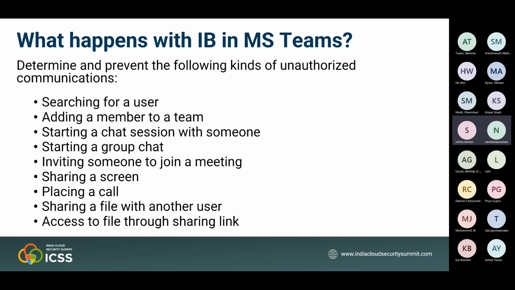a member to a team, starting a chat session with someone, starting a group chat, inviting someone to join a meeting, sharing a screen, placing a call, sharing a file with another user, access to a file through the share link, sharing link. So if the people involved are included in an information barrier policy to prevent the activity, they will not be able to proceed.